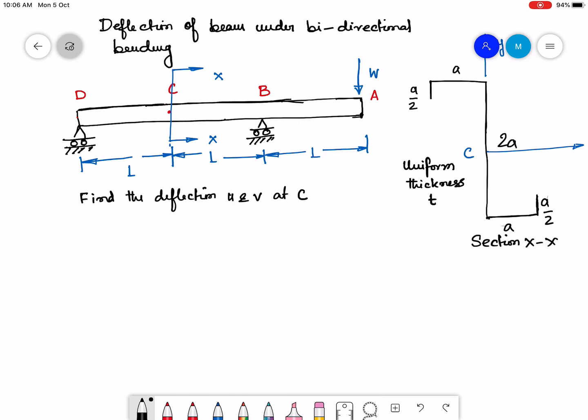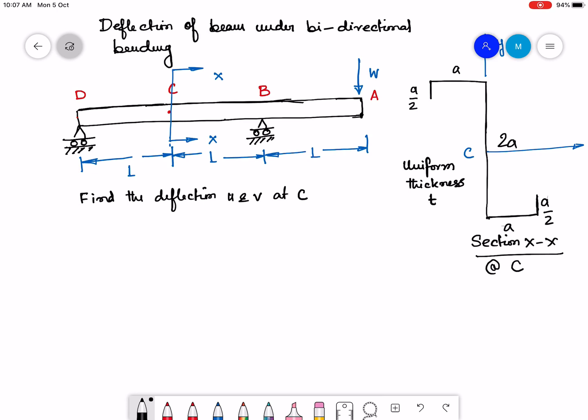So this beam, which is simply supported at the 2 points B and D, has an overhang of length L. A load W is acting at the free end A. The cross section of the beam is shown in the figure. This is the cross section of the beam at XX at C. The section XX is actually at the point C.